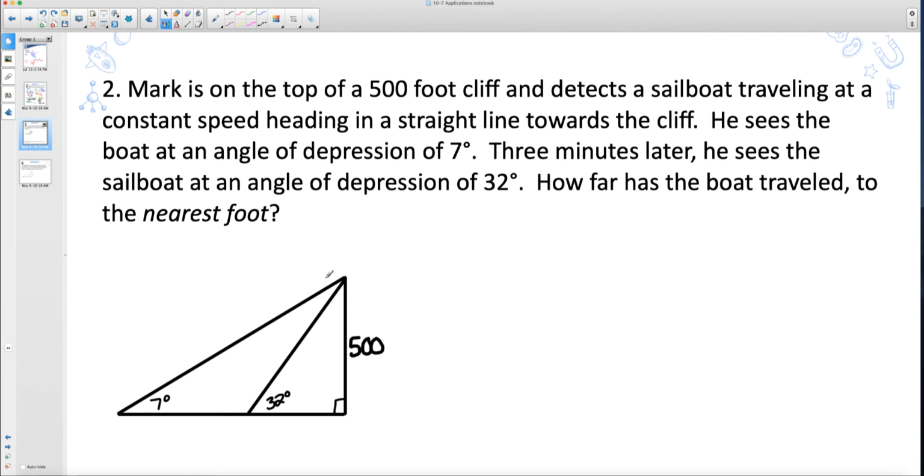And then 3 minutes later, he sees the sailboat at an angle of depression of 32. Again, this would technically be your angle of depression of 32, but it's going to wind up being there. How far has the boat traveled to the nearest foot? So we want to solve right here. Okay, pause the video and get all of your angles, and maybe try this one. Try to solve it out on your own.